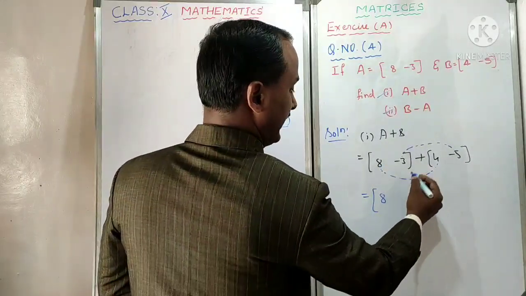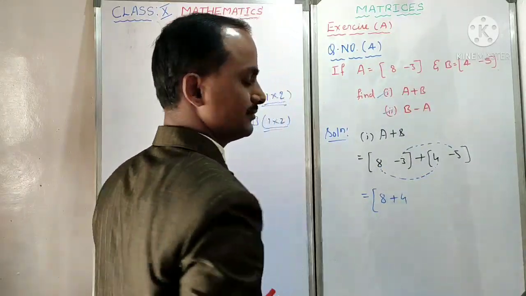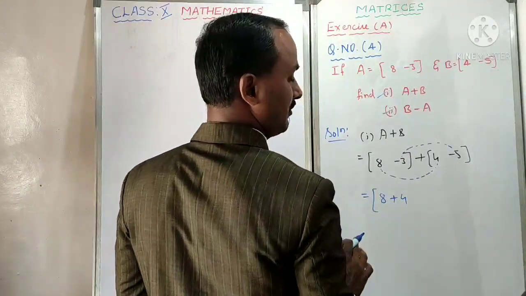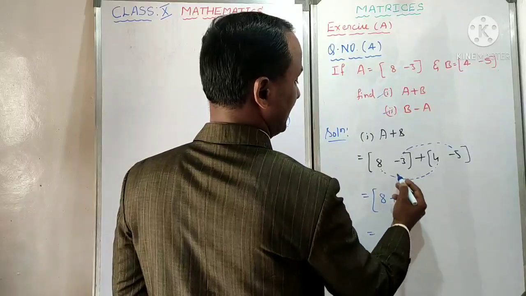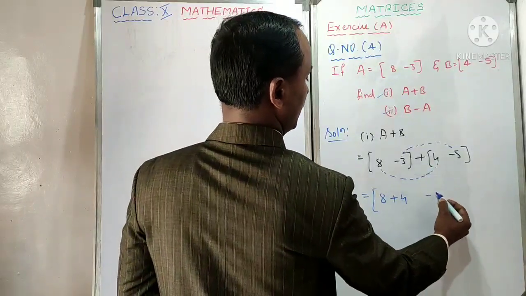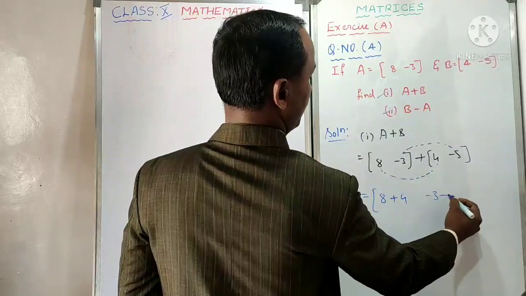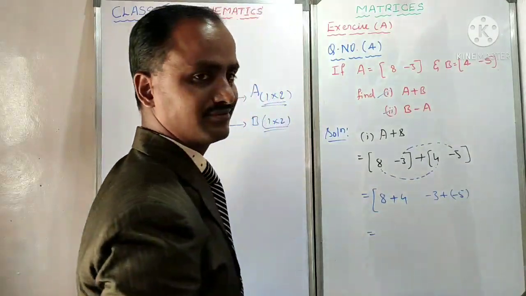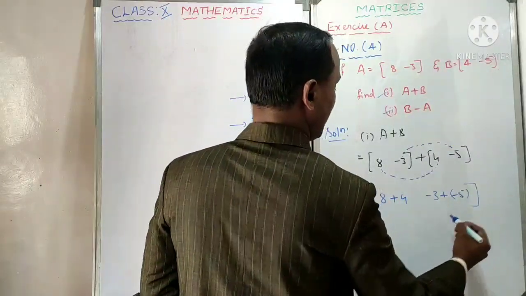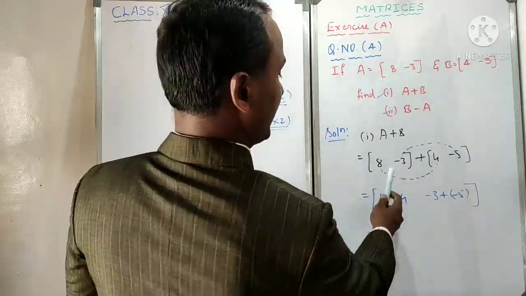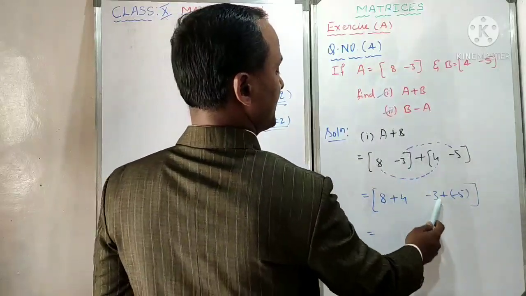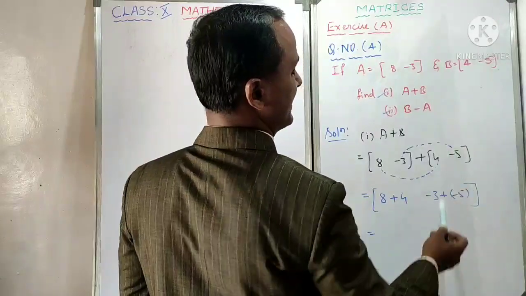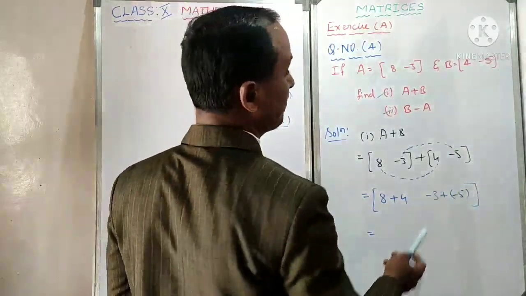8 addition with 4, 8 plus 4. Easy, is it? Next, after simplification you get the first element. Next element, minus 3 addition with, give the space here, minus 3 addition with minus 5. Don't write like this, should use brackets. Okay, close the rectangular box, the matrix box. Okay, 8 plus 4, minus 3 plus of minus 5. Where an element has a negative sign, in that place you should use a bracket.